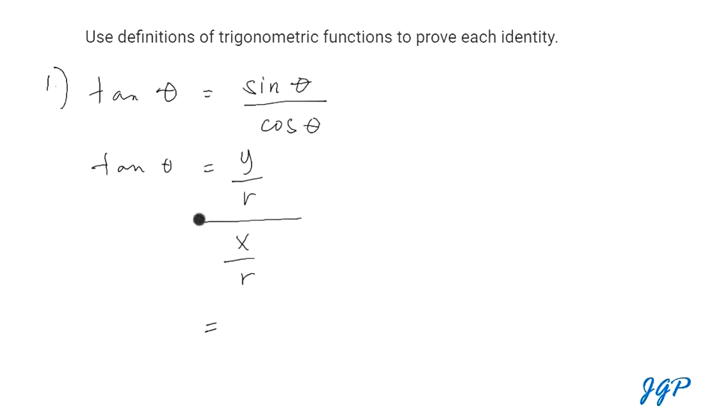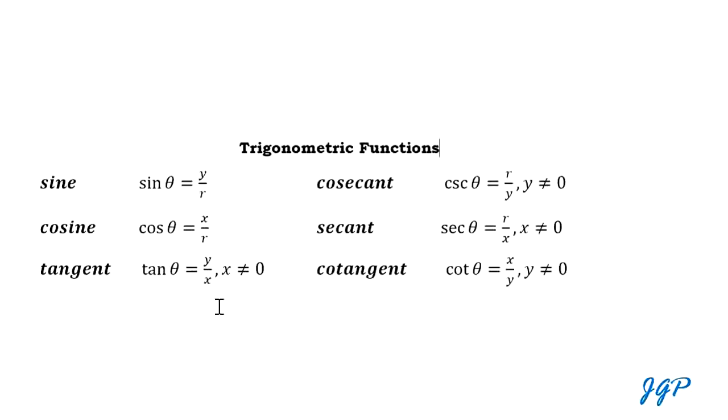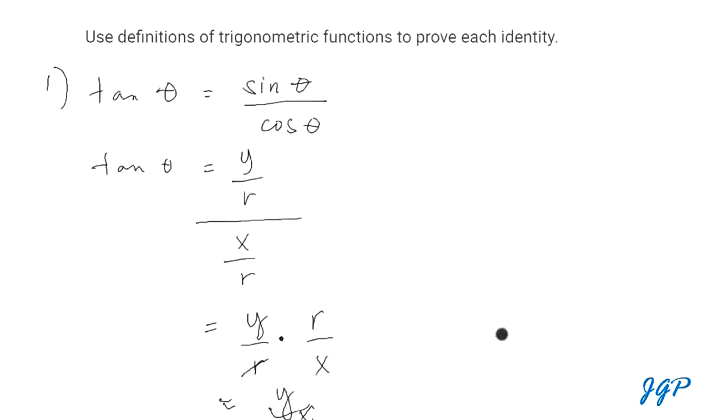To simplify this one, we have y over r, and then change the operation to multiplication and get the reciprocal of our denominator, which is r over x. So this one, pwede nating makancel, so ang natira na lang dyan ay y over x. And if you look at your definition of trigonometric functions, ang y over x is equal to tangent theta. Therefore, tangent theta is equal to tangent theta. So, we have now a true statement.